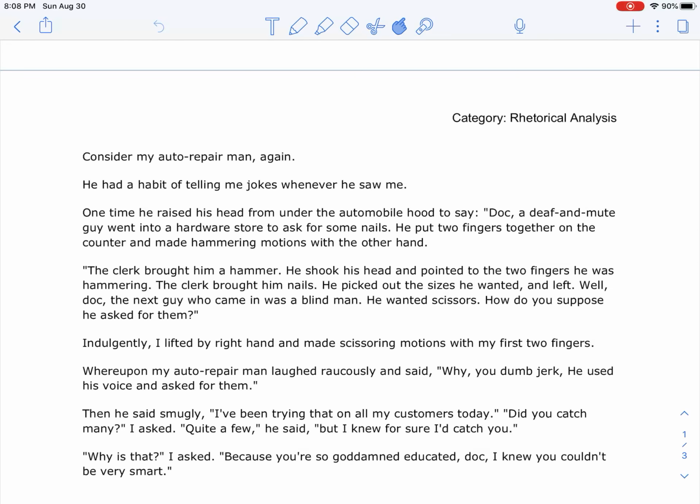Consider my auto repairman again. He had a habit of telling me jokes whenever he saw me. One time he raised his head from under the automobile hood to say, "Doc, a deaf and mute guy went into a hardware store to ask for some nails." He put 2 fingers together on the counter and made hammering motions with the other hand. The clerk brought him a hammer. He shook his head and pointed to the 2 fingers he was hammering. The clerk brought him nails. He picked out the sizes he wanted and left.